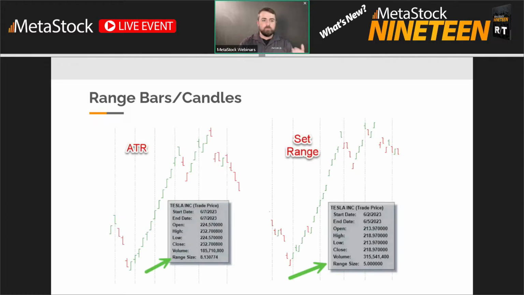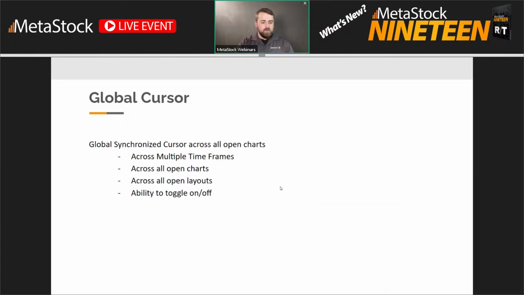So here's some examples of utilizing it. You can see the range size using this average true range is set to 8.13, so every single bar is going to have an 8.13. This one, you could set it to say just 5, and now every single one of these range bars is just going to be 5.